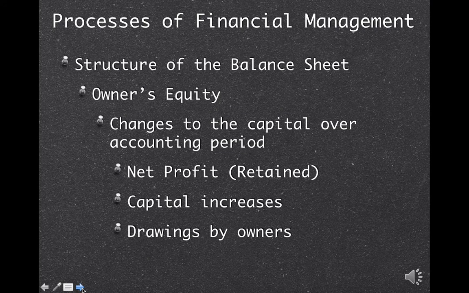Finally, on the liabilities section of the balance sheet, you will see the owner's equity. This is usually the change of capital invested in a business over a period of time. And usually there are three elements to it. The net profit. This is the retained profit from the revenue statement that has been placed back into the business by the owners. Capital increases or capital amounts. This is the money directly invested into the business by owners. And also it will show the drawings by the owners.